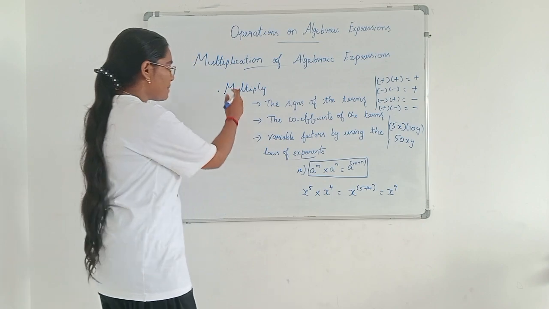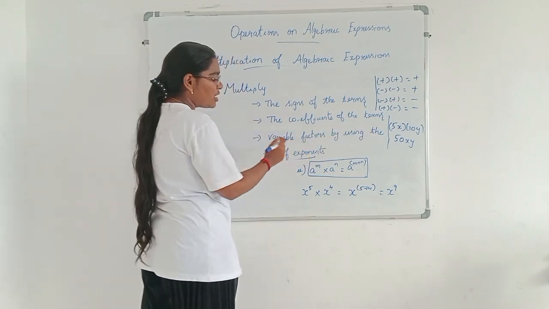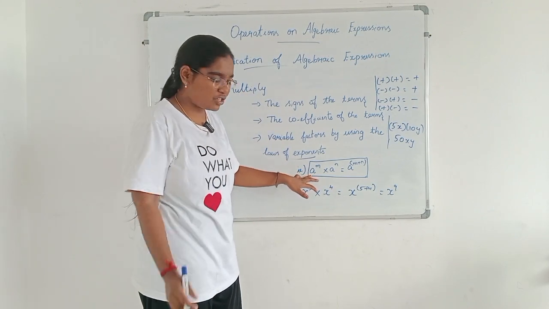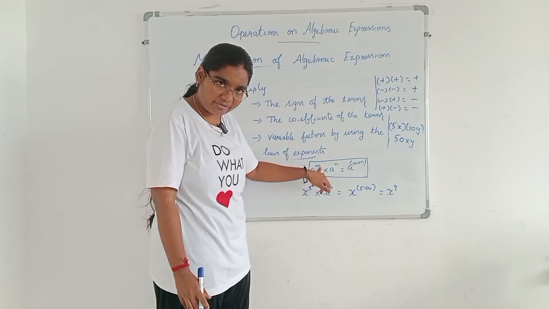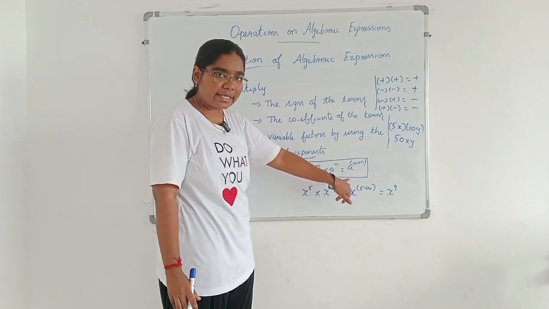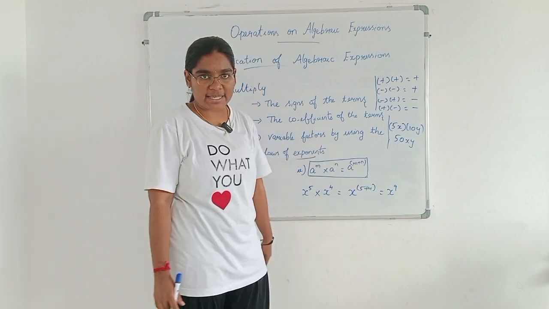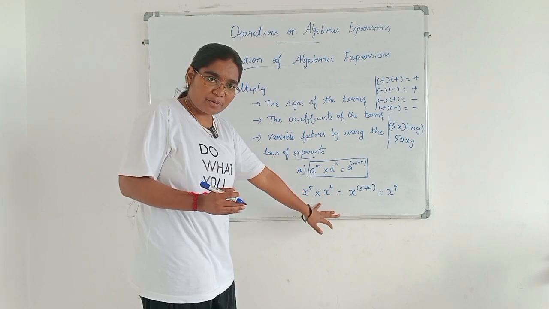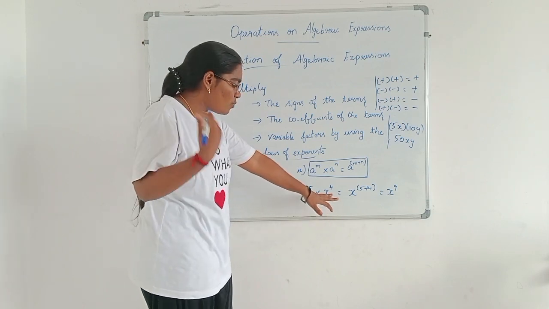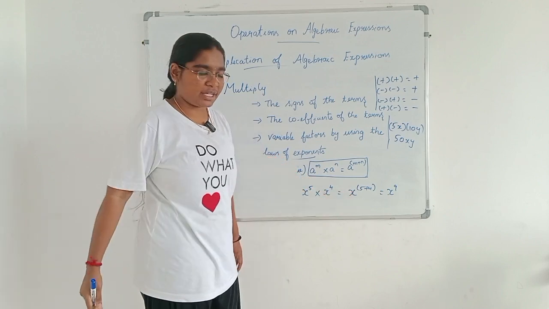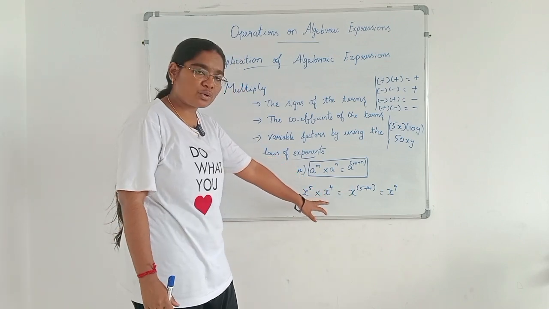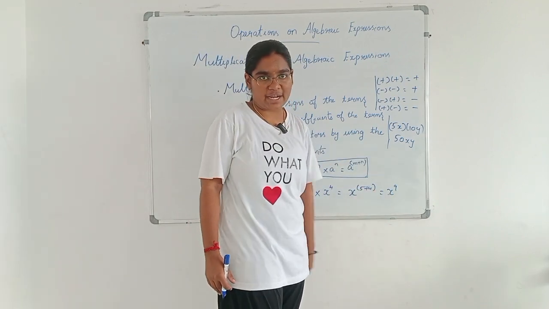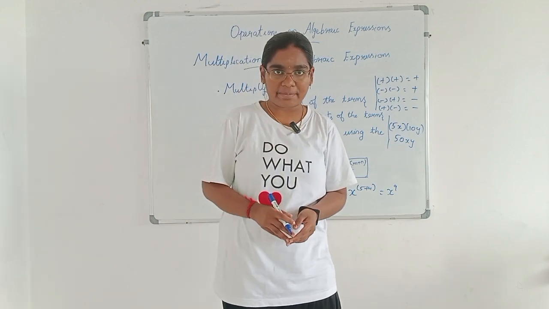X into y, xy. Next, multiply variable factors by using the laws of exponents. Here for now multiplication, this one law is sufficient. So that law is a to the power of m into a to the power of n equal to a to the power of m plus n. That means if the bases are same and those two bases are in product, in multiplication, then obviously you can add those exponents. So here x to the power of 5 into x to the power of 4, you will get x to the power of 5 plus 4, that is x to the power of 9. Now we can move on to some example.